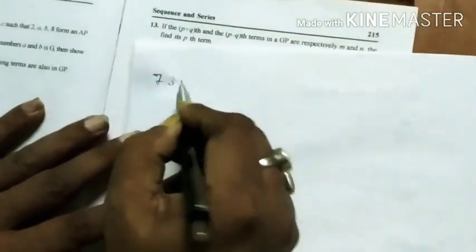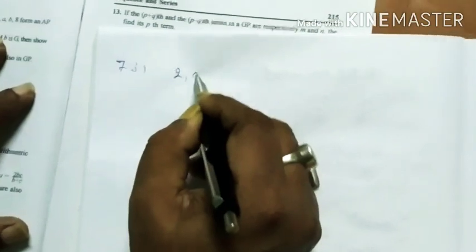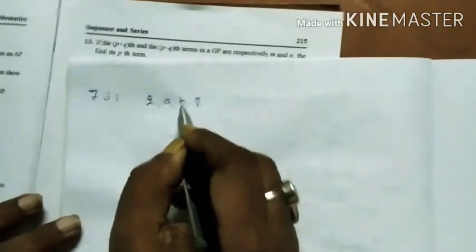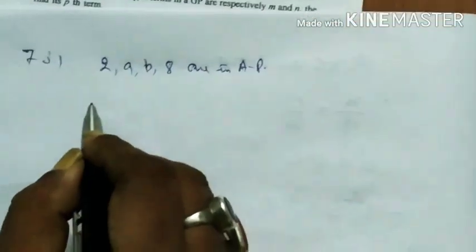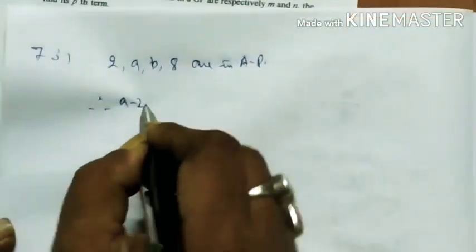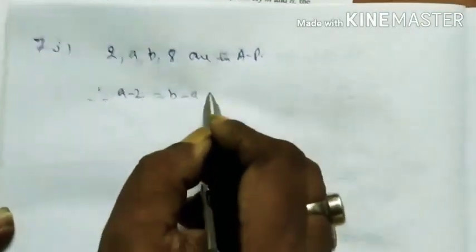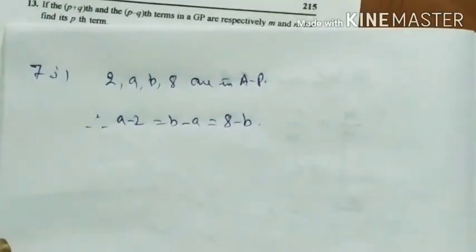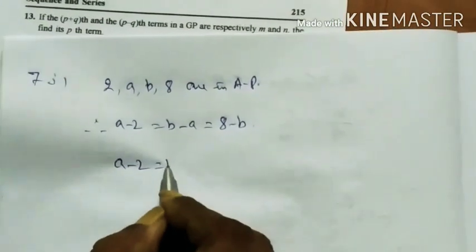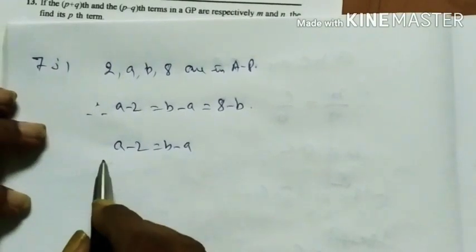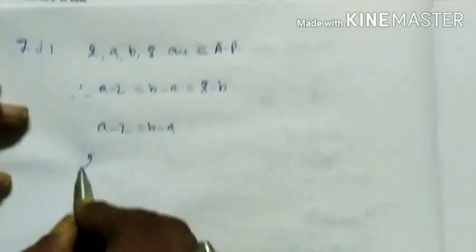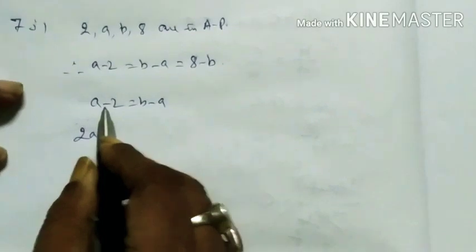First, 2, a, b and 8 are in AP. Therefore, a minus 2 is equal to b minus a is equal to 8 minus b. Now a minus 2 is equal to b minus a. If we bring this 2 here, on the left side this will be 2a minus b is equal to 2.